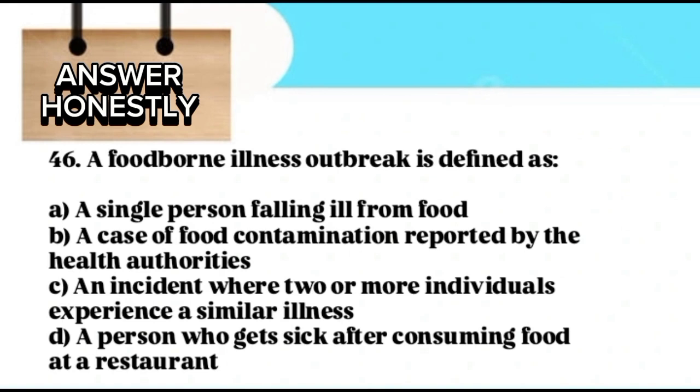A foodborne illness outbreak is defined as A. A single person falling ill from food. B. A case of food contamination reported by the health authorities. C. An incident where two or more individuals experience a similar illness. Or D. A person who gets sick after consuming food at a restaurant.